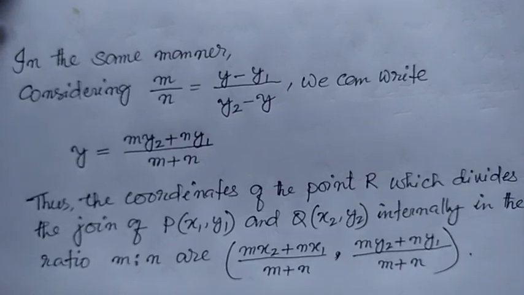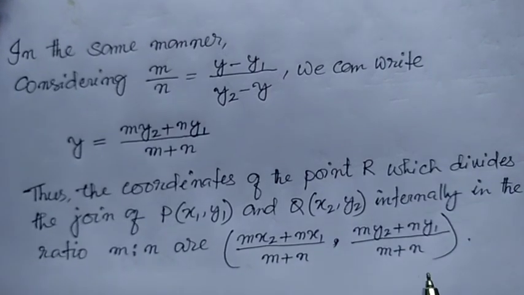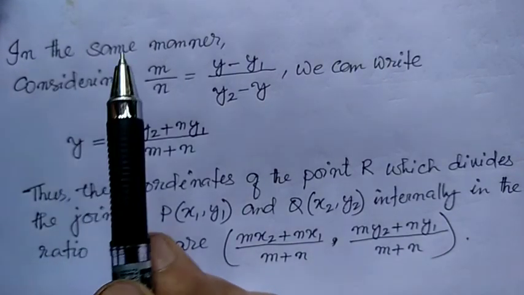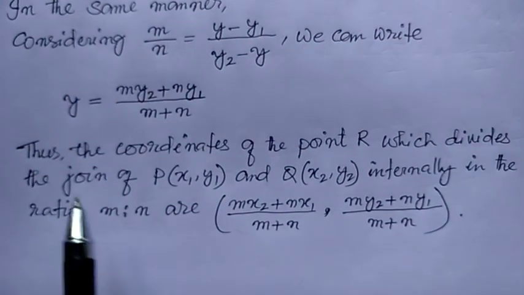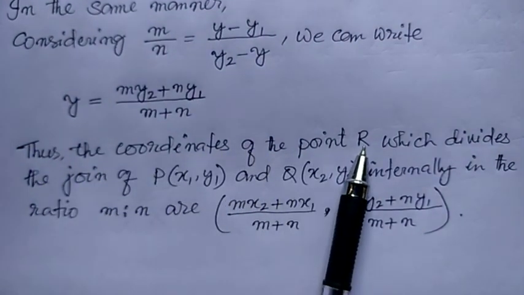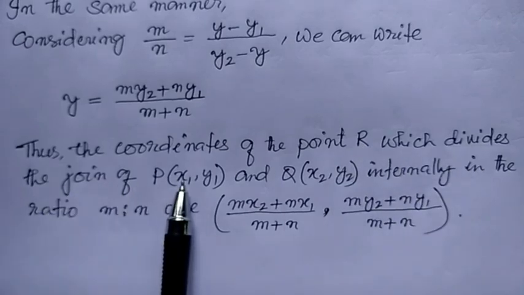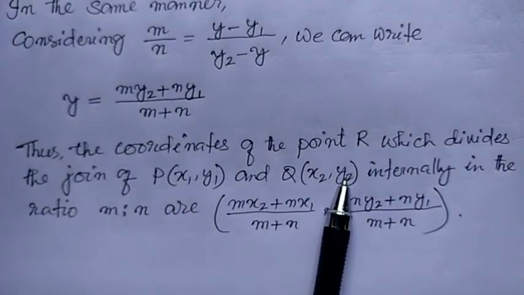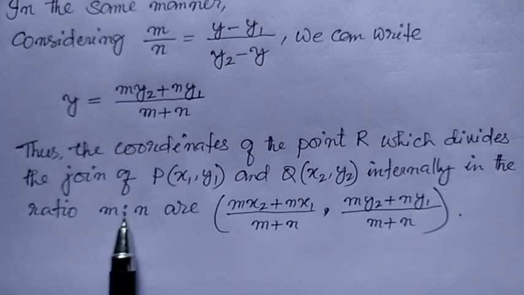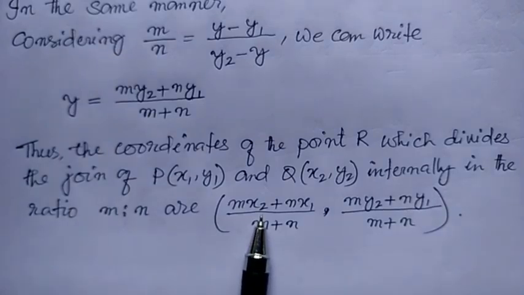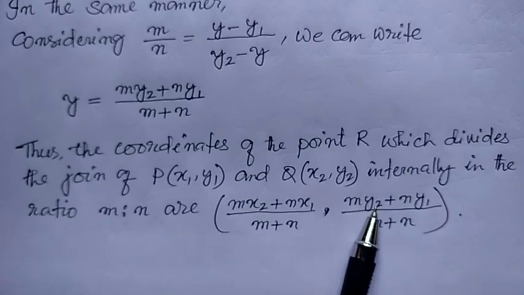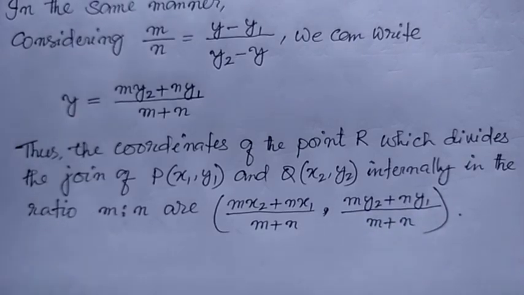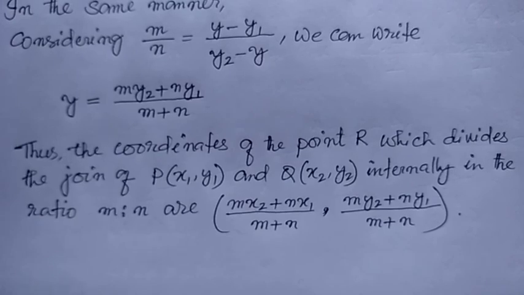Now we get both x and y, so let's combine them to get the coordinate. Y is the ordinate and x is the abscissa. Only the conclusion is left now. Thus the coordinates of the point which divides the join of P(x1, y1) and Q(x2, y2) internally in the ratio m is to n are mx2 plus nx1 divided by m plus n and my2 plus ny1 divided by m plus n. So that is how we prove this section formula.